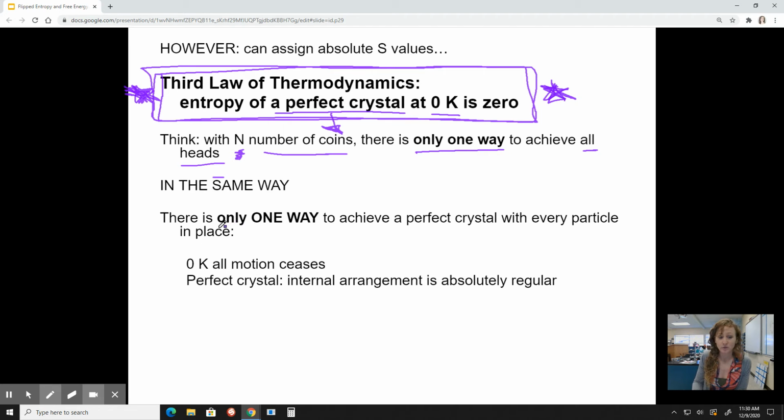Similarly, there's only one way to achieve a perfect crystal, like we talked about, with every particle at a perfect distance, every particle at a perfect angle, every unit of that crystal perfectly repeating in whatever order it has. So you have to have all these things in place in order to have no disorder.